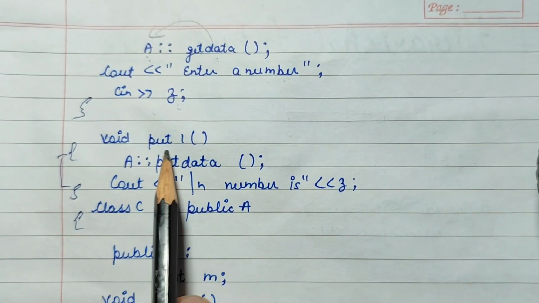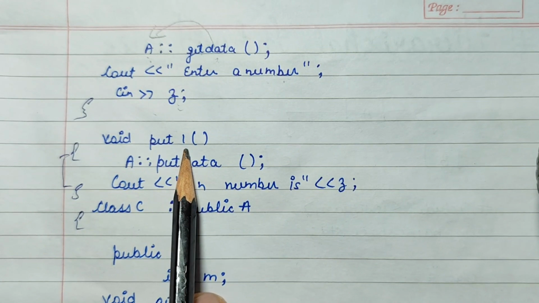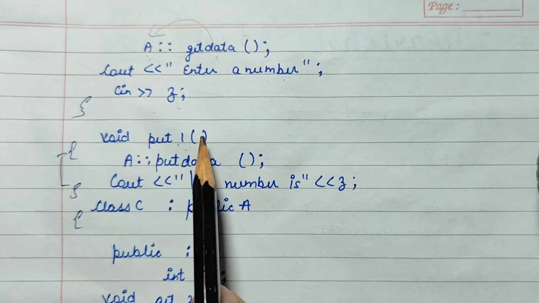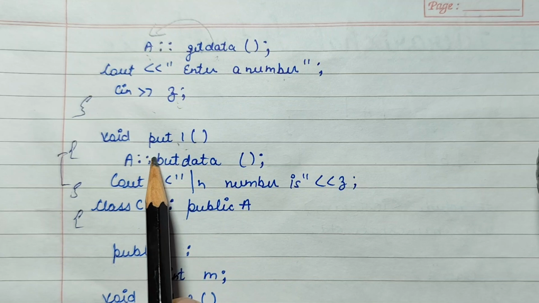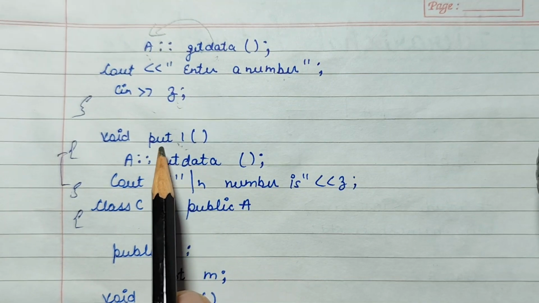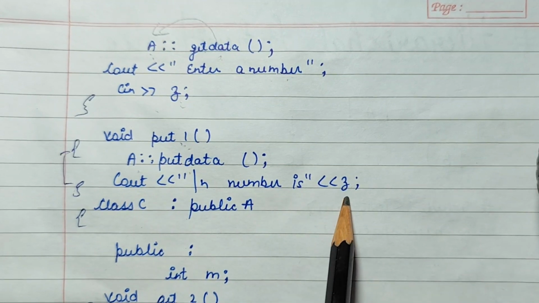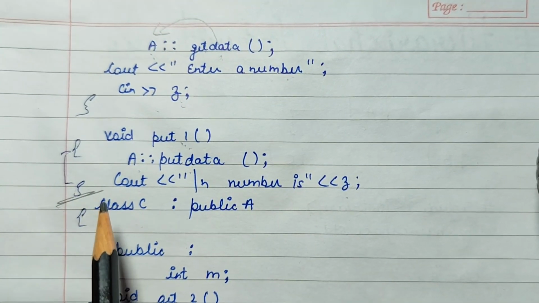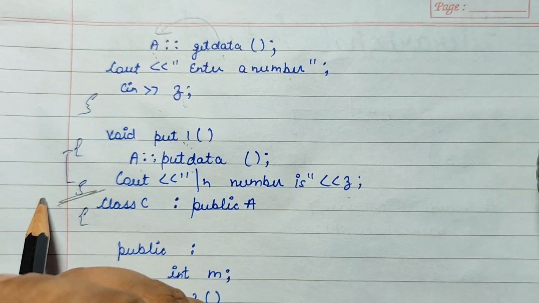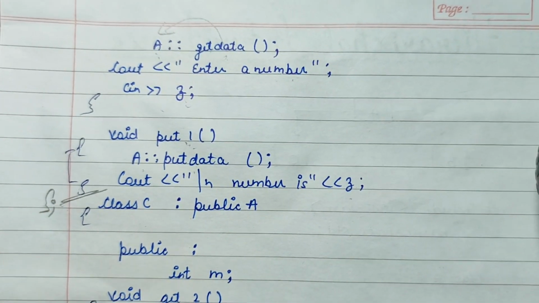Okay. After this, I define the put one member function. This member function also belongs to the derived class B. When I define this put one member function, first I call the putDataMember function of class A, then I display the value of the z variable, and here the function is closed. After this, the class is also terminated.